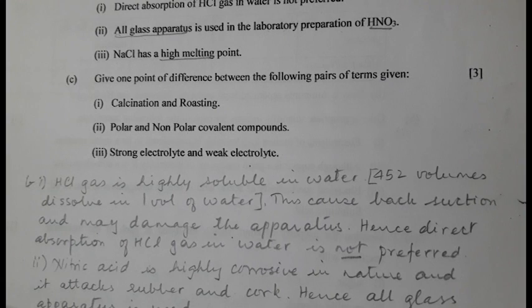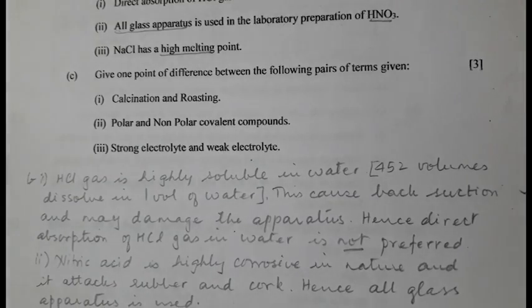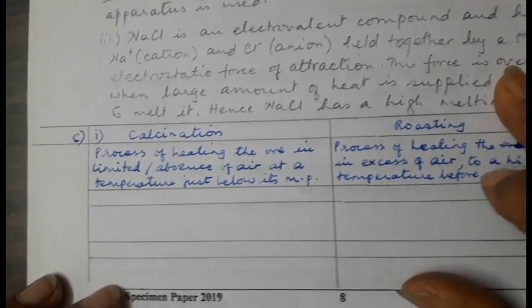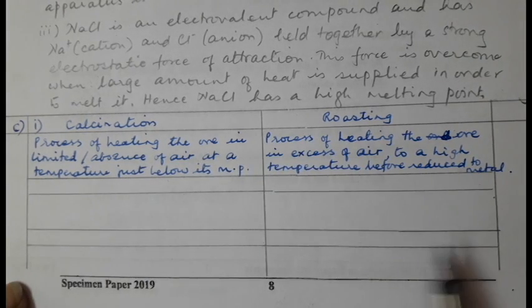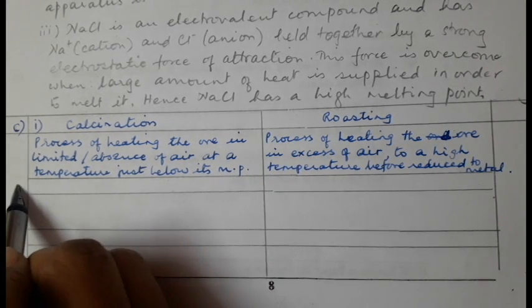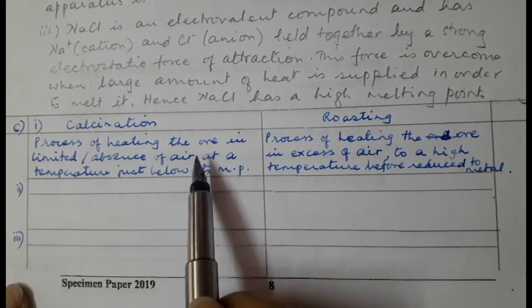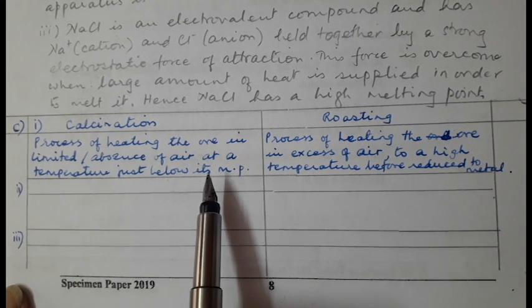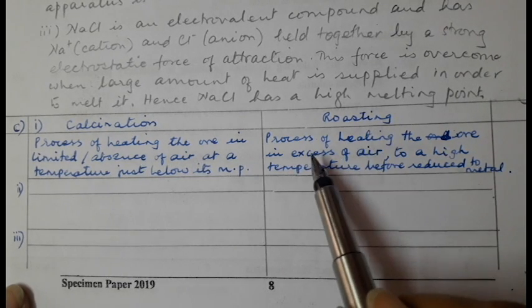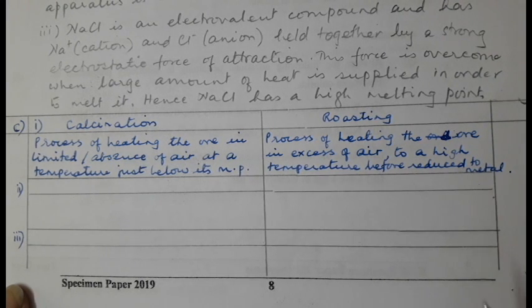We now come to C of question 7. Give one point of difference, just one point of difference between the following pairs. First one is calcination and roasting. So I have just written this down so that it is quicker. You make the table like this. I kept this ready for the first subpart, then the second subpart, and also for the third subpart. Calcination is the process of heating the ore in limited supply of air or absence of air at a temperature just below its melting point. Now these are definitions you have to know by heart. Roasting is the process of heating the ore in excess of air to a high temperature before it is reduced to metal.